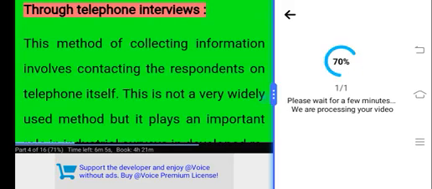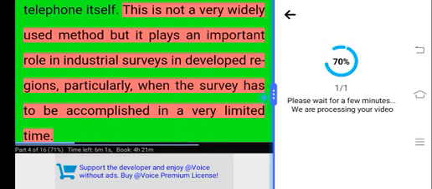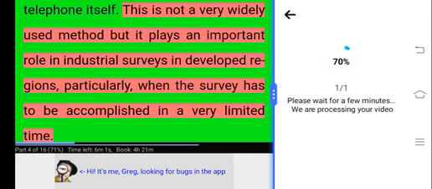Through telephone interviews. This method of collecting information involves contacting the respondents on telephone itself. This is not a very widely used method, but it plays an important role in industrial surveys in developed regions, particularly when the survey has to be accomplished in a very limited time.